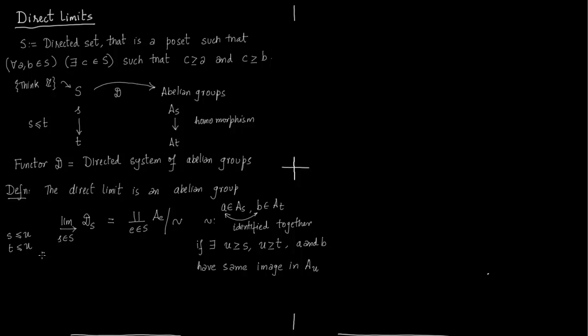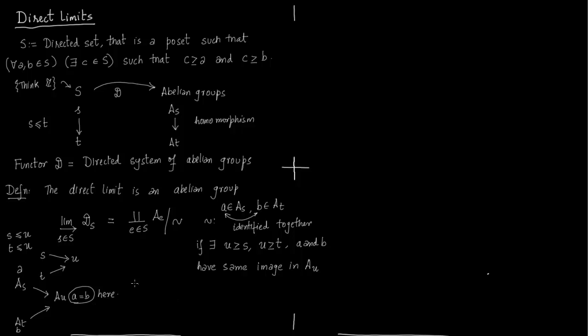So let us draw this pictorially. You have an arrow going from S to U, and an arrow going from T to U. Obviously you apply the functor D and you have some abelian groups, and you put the system of these arrows on those abelian groups. So you have an arrow from A_S to A_U and from A_T to A_U. We have an element a in A_S and b in A_T, and via some group homomorphism these elements get mapped to A_U. But in A_U, they get mapped to the same element.